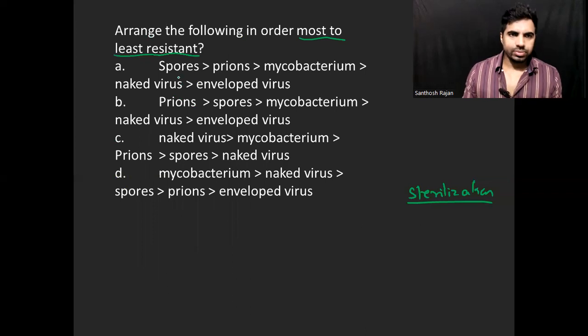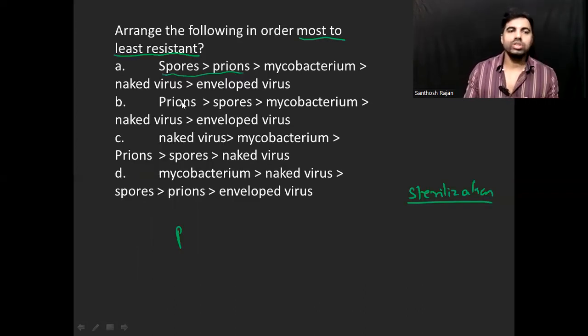So now, first question, spores and prions. I'm not going to take this one. This is not the right answer because the most resistant one on earth is prions. Prions are protein substances. If you remember prions, I'm sorry. I'll talk about prions in a while.